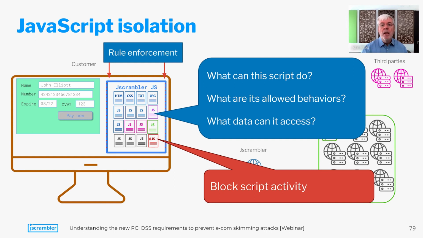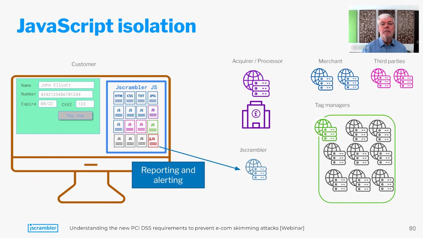Now, I want to be really clear that automatically blocking malicious behavior is not a PCI DSS requirement. But if Jscrambler's web page integrity detects a script is accessing the contents of payment fields, and you've defined a rule, which I assume you would, that says only the payment service provider's JavaScript is allowed to access those payment data fields, then web page integrity will block that activity. And finally, web page integrity can obviously generate an alert when anything changes or a rule is applied. Basically, it gives you complete visibility and control of the JavaScript that's running in the consumer browser.